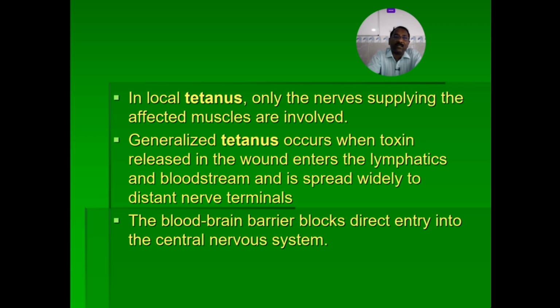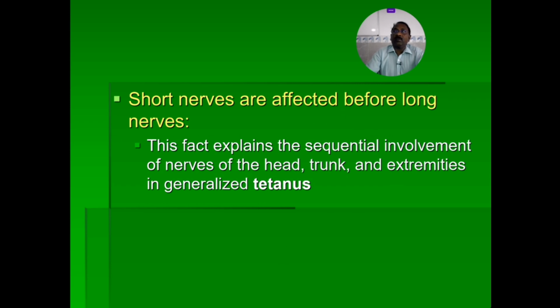Generalized tetanus occurs when the toxin released in the wound enters the lymphatics and the bloodstream and spreads widely to the distant nerve terminals very fast. Here the incubation period may be 1 week to 2 months. The blood-brain barrier blocks direct entry into the central nervous system. Short nerves are affected before the long nerves. This fact explains the sequential involvement of the nerves of the head, trunk and extremities in generalized tetanus. So in most tetanus, it first appears in the neck and the face, and only then in the limbs, because of the short nerves.